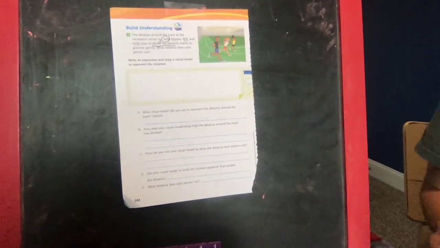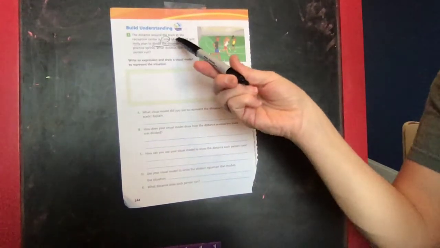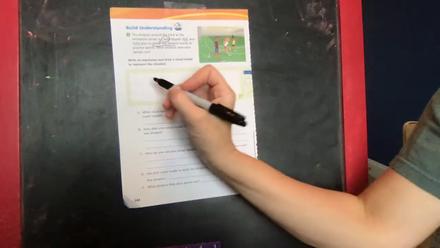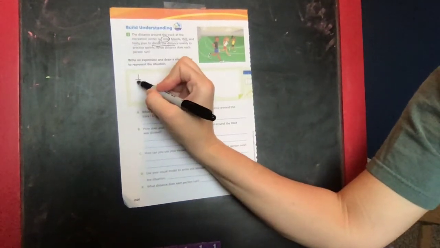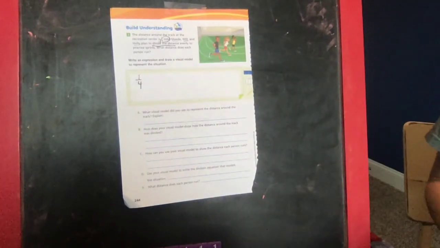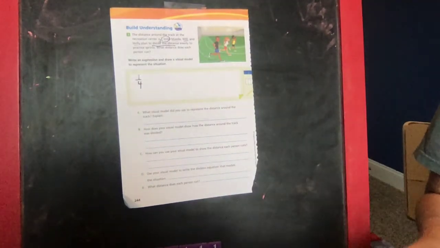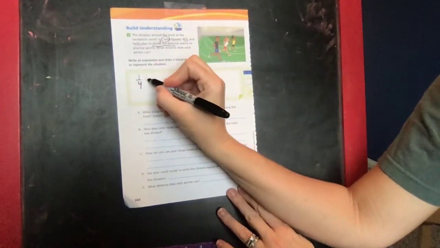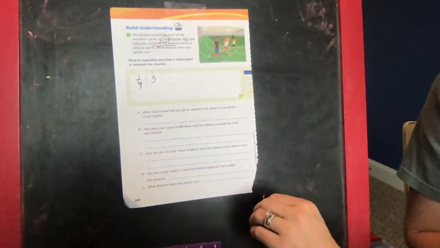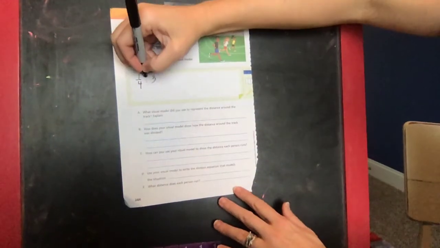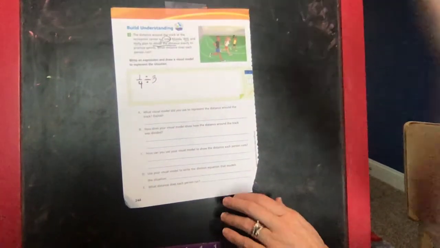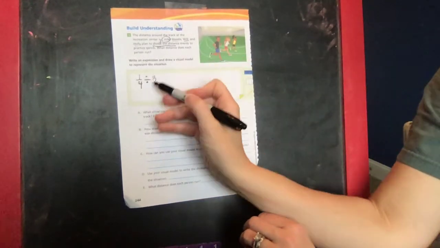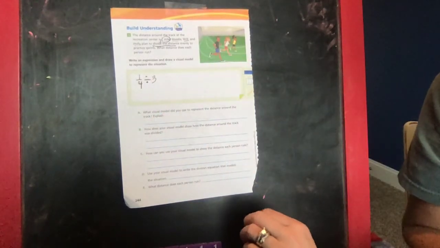So make sure that we're looking carefully at this. The thing that's being divided is the 1/4 mile. And what is it being divided by? It's being divided by 1, 2, 3 friends. 1/4 divided by 3. Sorry, my marker's not being nice. Okay. So write an expression, there's our expression, and draw a visual model.